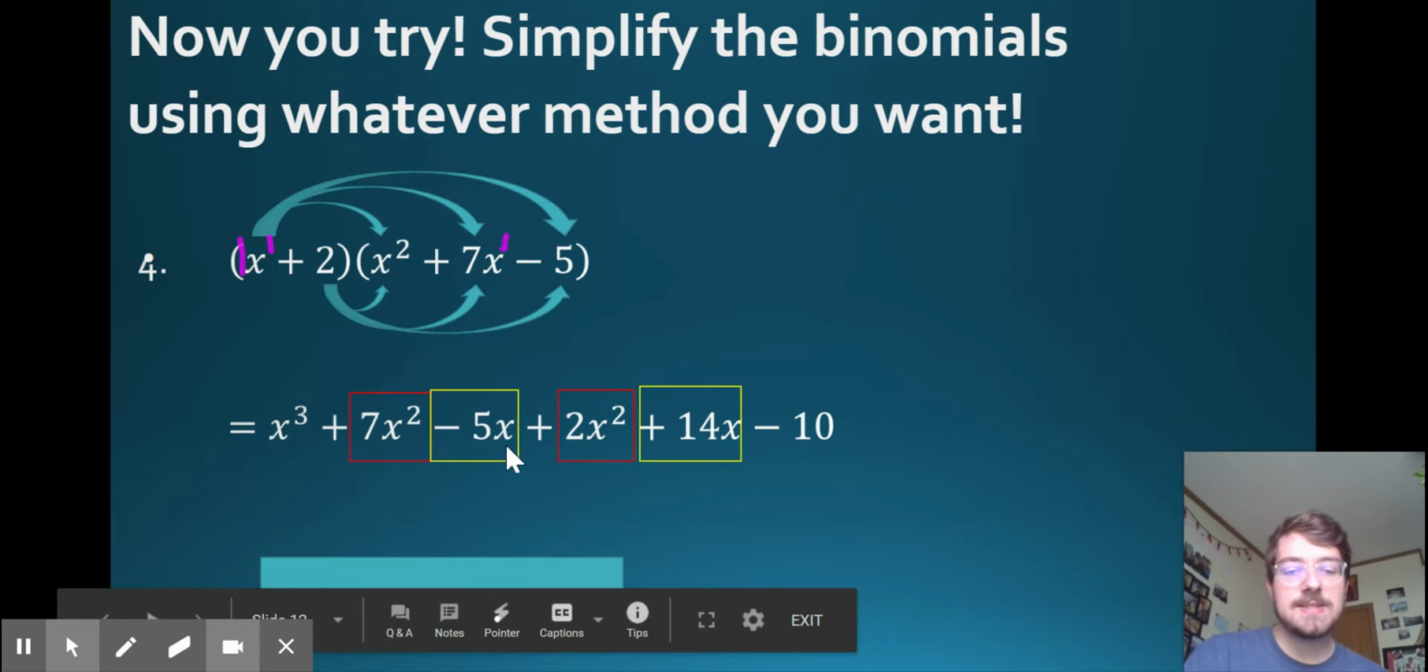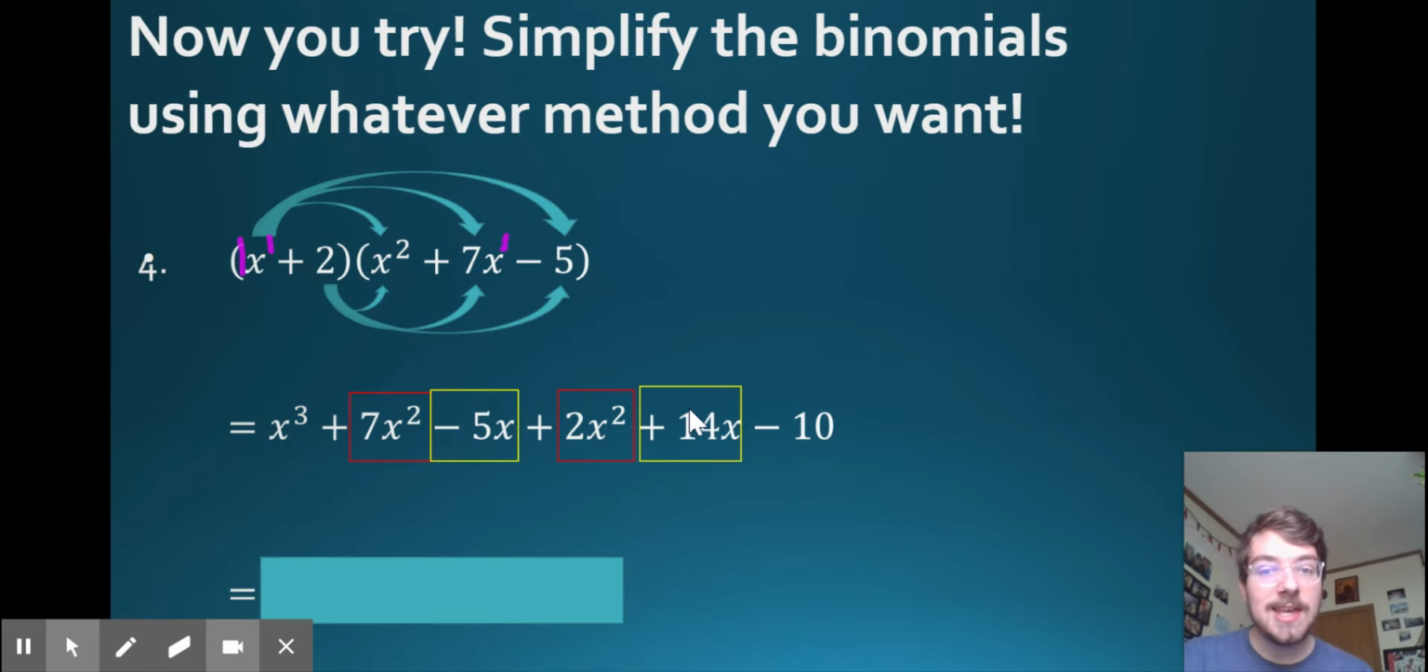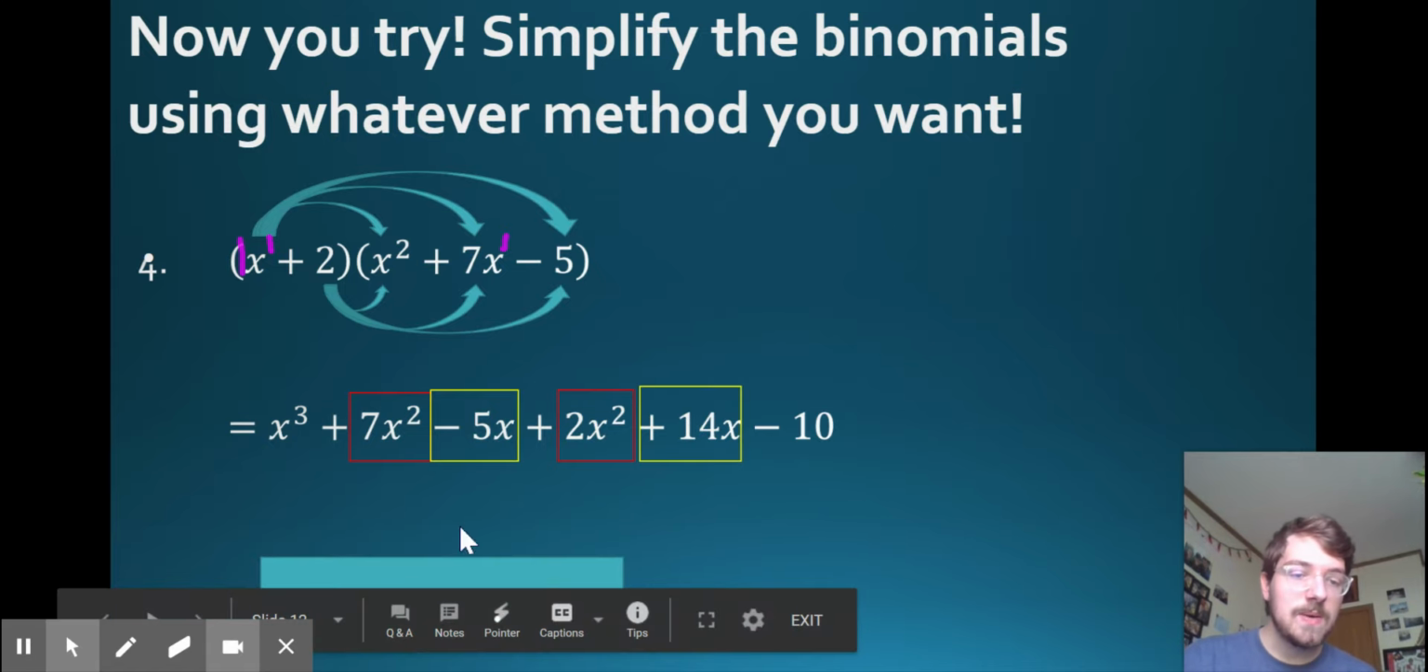And then I've also got a set where there's just a single x. One is -5, one is +14. So -5 plus 14 is also going to give me 9x. So we've got 9's here. So I added up my red pairs, added up my yellow pairs, and include those in the final answer.